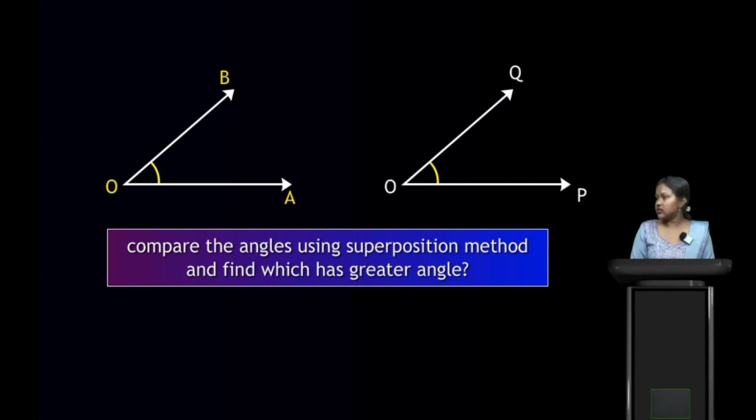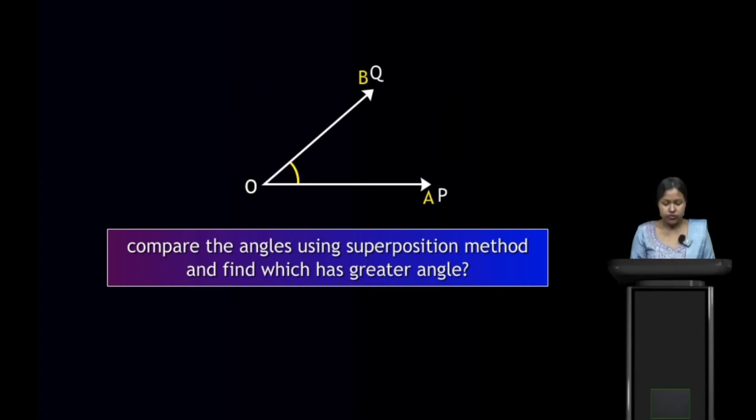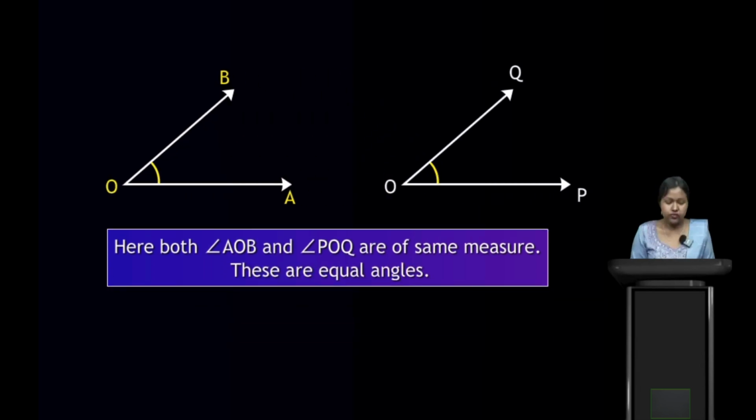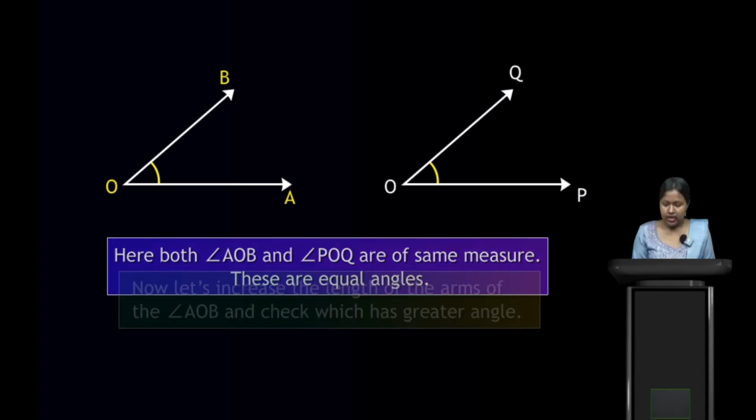Similarly, here again two more angles are given. Again they are telling you to compare the angles and find which one is greater. With the same method we can do it. So here you see when we match both the angles, wow, these two coincide completely, right? So that means both the angles are the same in measure, both are equal angles you can say.